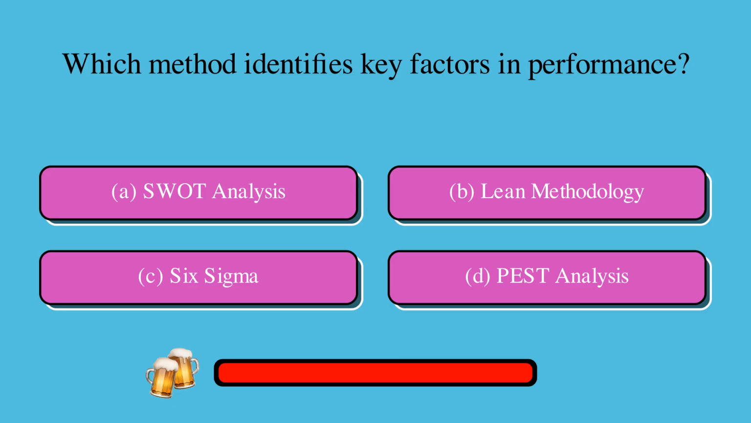Which method identifies key factors in performance? Is it A, SWOT analysis, B, lean methodology, C, Six Sigma, or D, PEST analysis? The correct answer is C, Six Sigma.